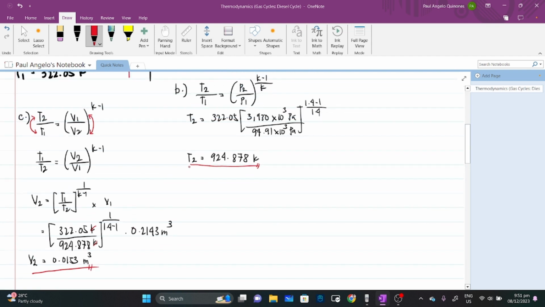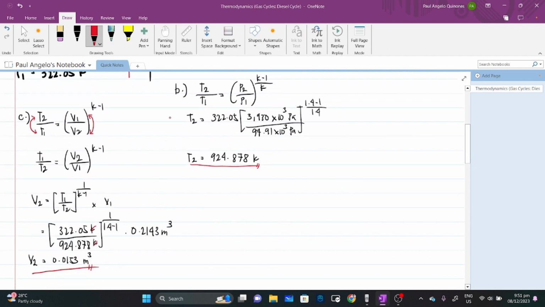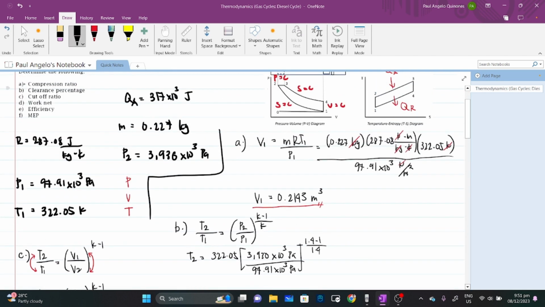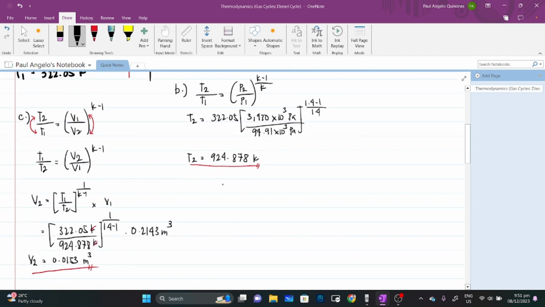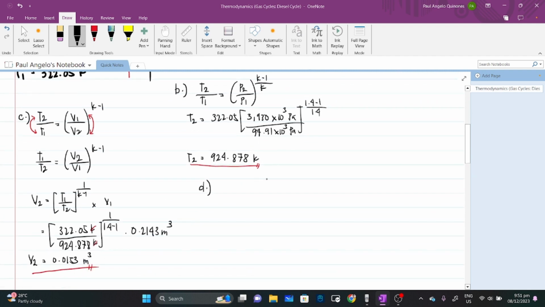So we have V2, T2, P2. So point 2 is already finished. Okay? So let's proceed to letter C. So let's answer first letter A. Okay? So we are asked to solve for the compression ratio. So that is letter D. Since we have V2 and V1 as well, I can solve for the compression ratio.